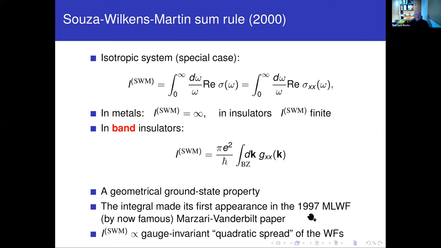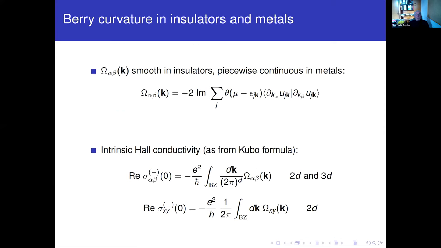It's a gauge invariant spread. Now, in insulators, I consider metals as well. So this is the Berry curvature. Even for a metal, I sum up to the Fermi surface the Berry curvature, and the intrinsic Hall conductivity can be written in this way in two dimensions, in three dimensions, for insulators, for metals.